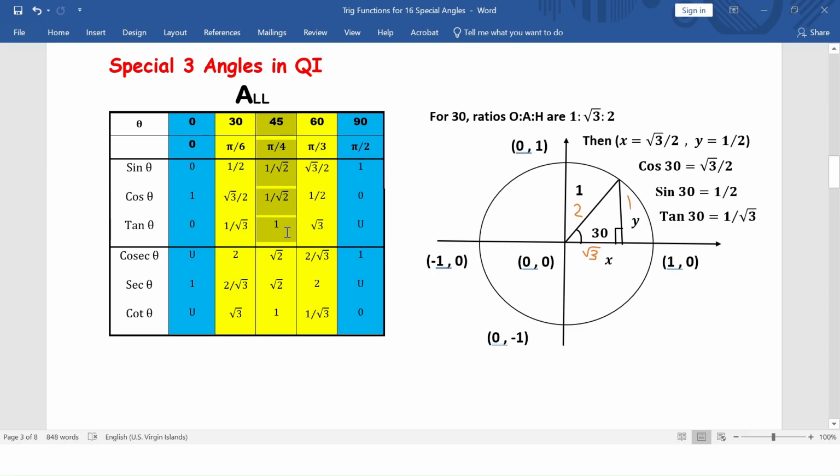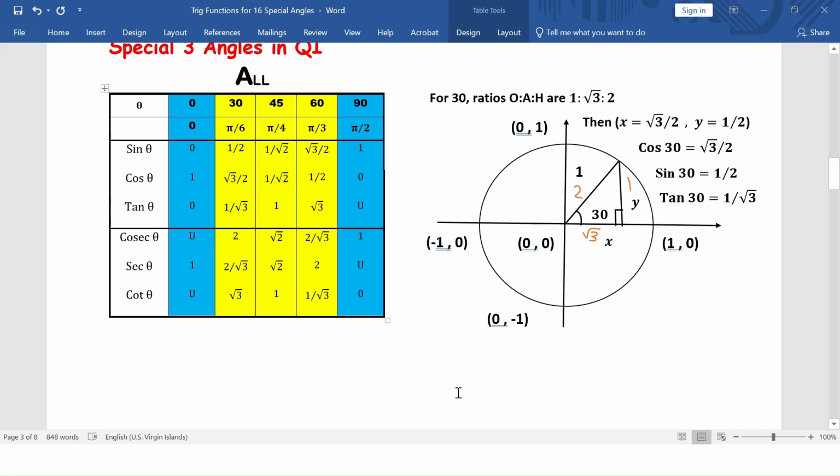If you divide sine on the numerator by cosine, you get 1. If you do the inverse, the cotangent will be 1 again. Similarly, the cosecant and secant will be square root 2 and square root 2, because we reciprocate this one. For 60 I've already explained.